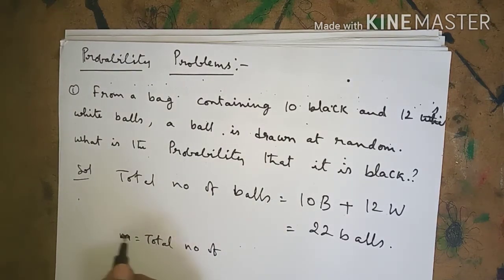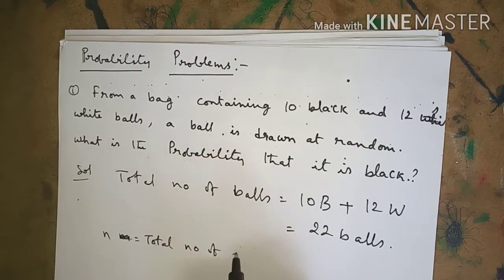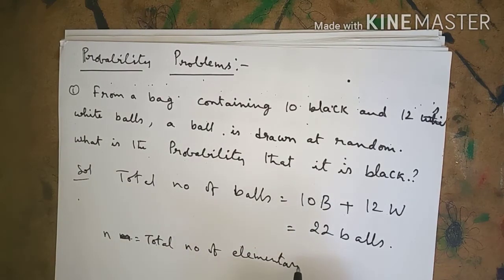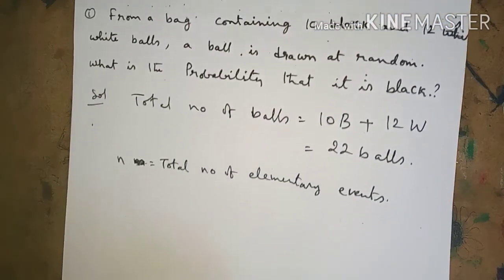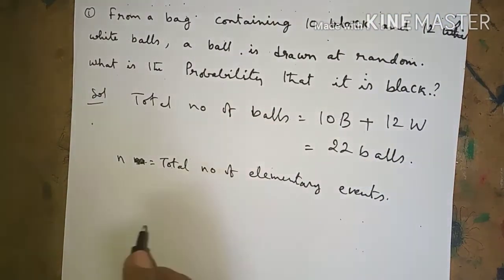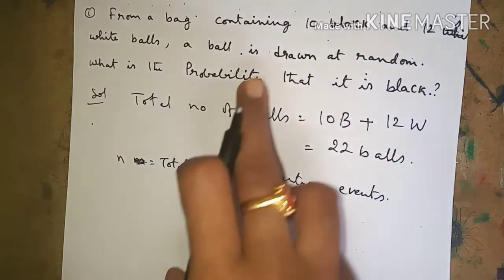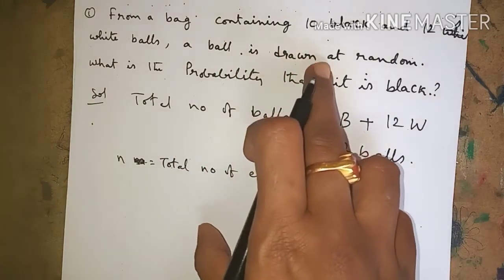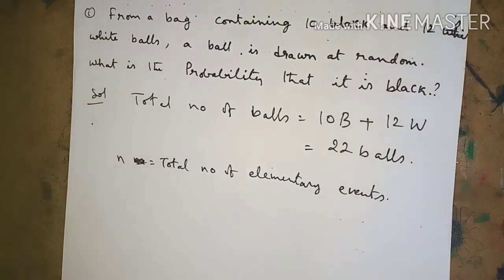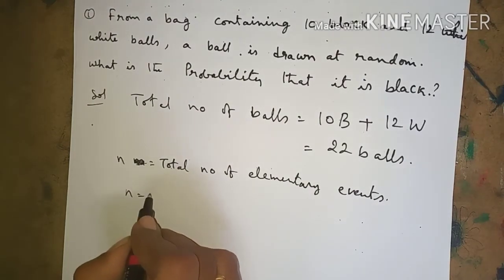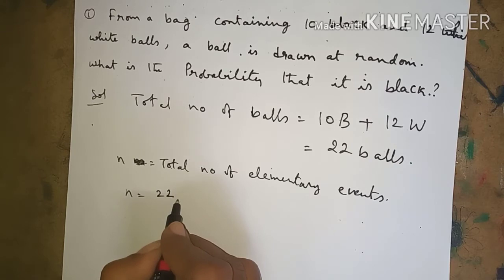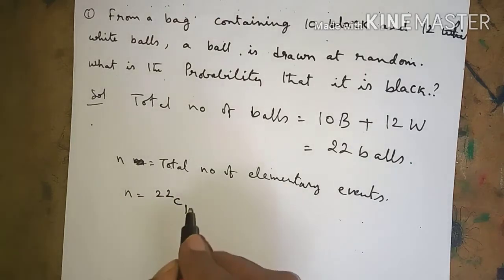M by N is very easily found. We can write N is equal to the total number of elementary events, by observing the given problem. Total how many balls are there? 22 balls are there. Out of 22 balls, one ball is drawn at random. In how many ways can we do this? N is equal to 22C1, since out of 22 balls we can select one ball in 22C1 ways.